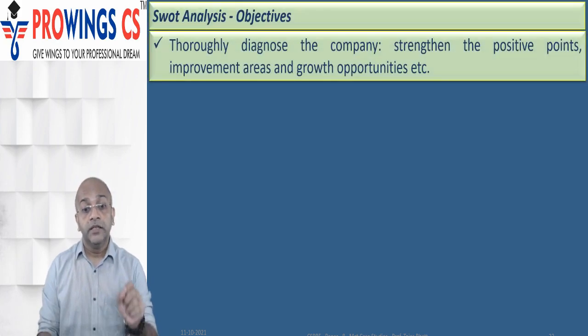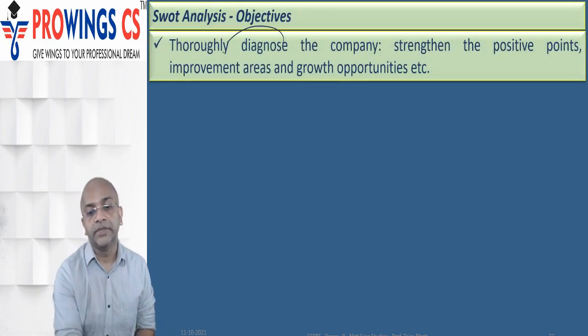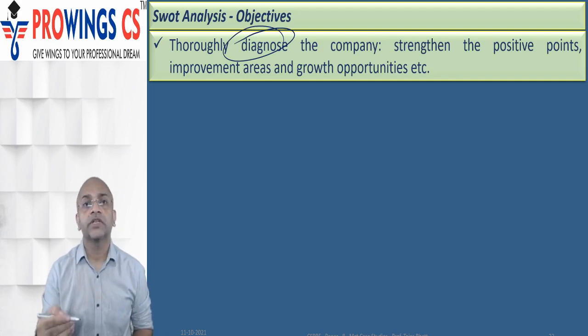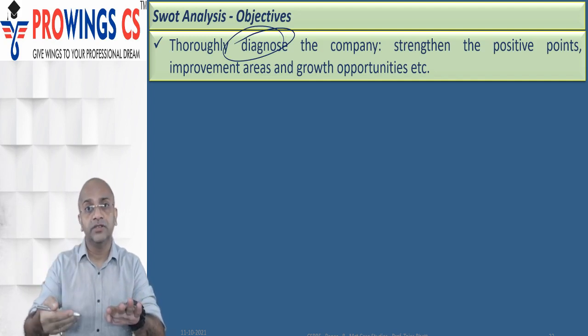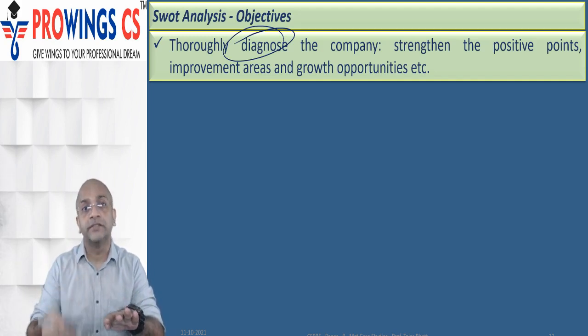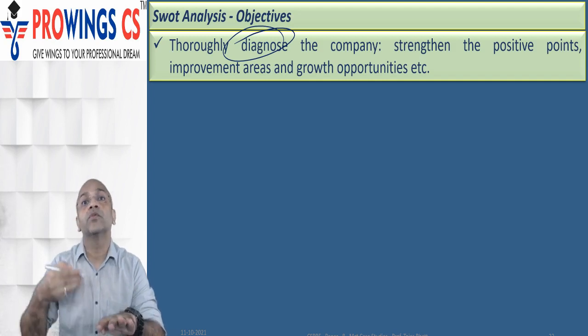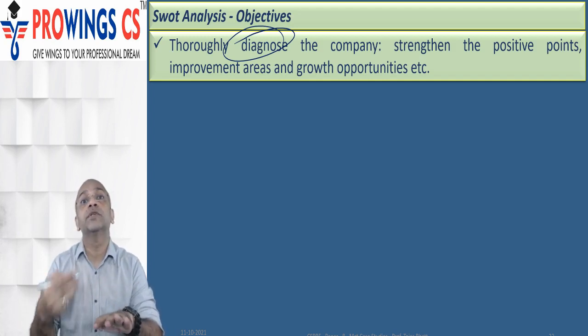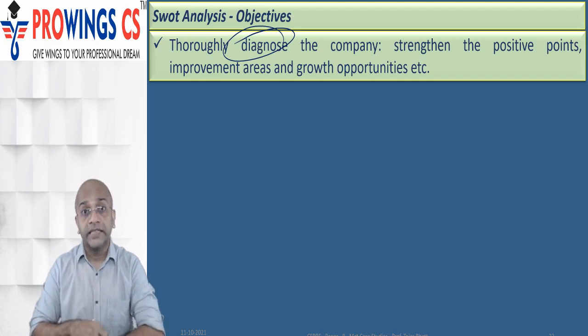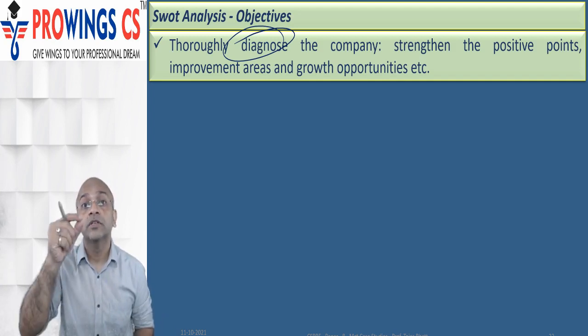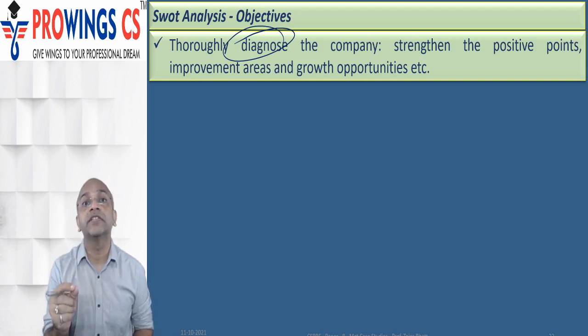That's why, thoroughly diagnose the company. See, SWOT is not an end in itself. After doing SWOT, we will have to make strategy. Then those strategies need to be executed. Then there will be variances. Those variances need to be removed, and then we can achieve the target. That is considered as what? SWOT. But SWOT is a diagnostic tool.